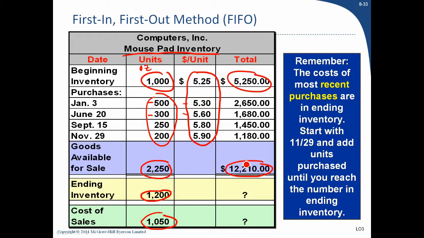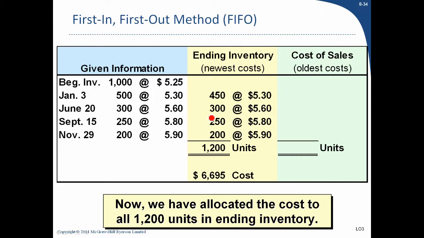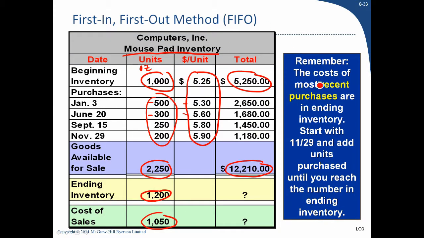And your ending inventory is 1,200 units. So the question is, how do you know of this $12,210 what the dollar amount of the ending inventory or cost of sales are, right? So here's where it's important to recognize the difference between first in, first out and weighted average. So under first in, first out, let's look at the wording here. The cost of the most recent purchases are in ending inventory. They're still in line, okay?